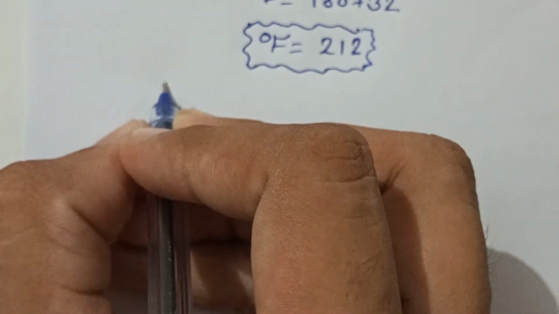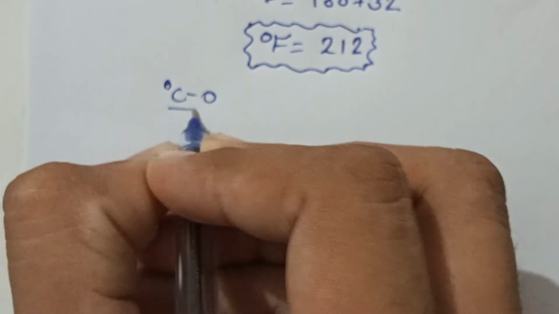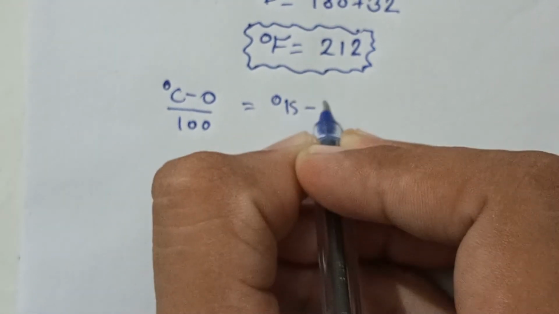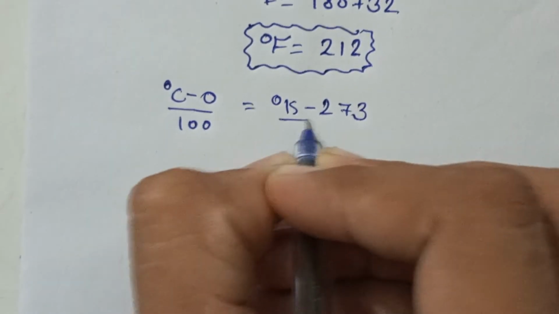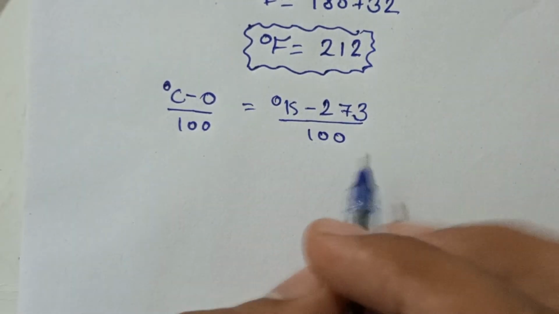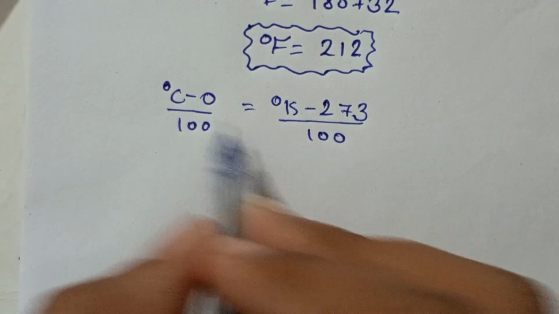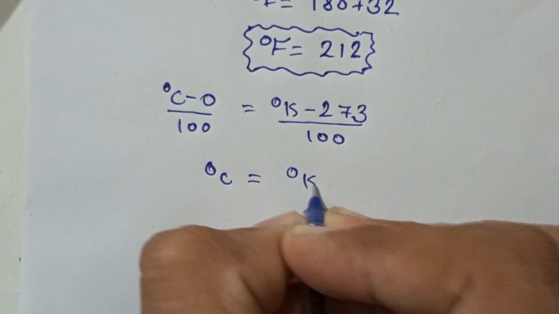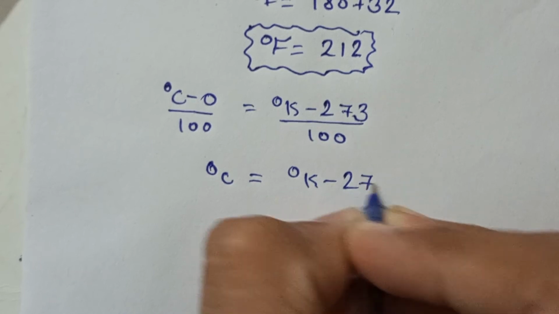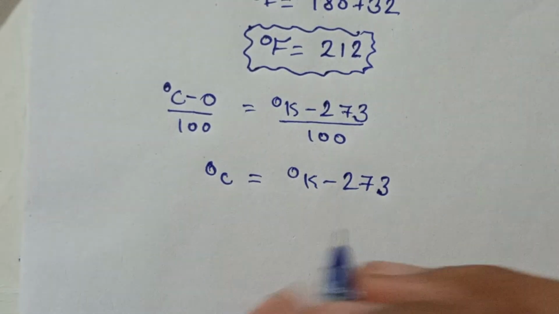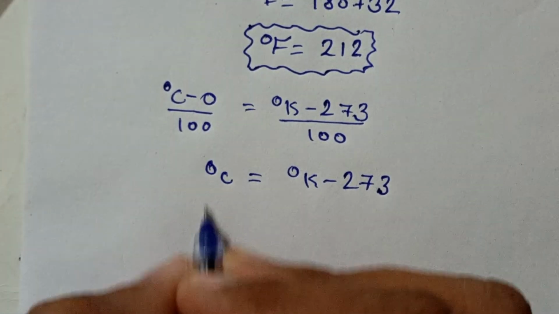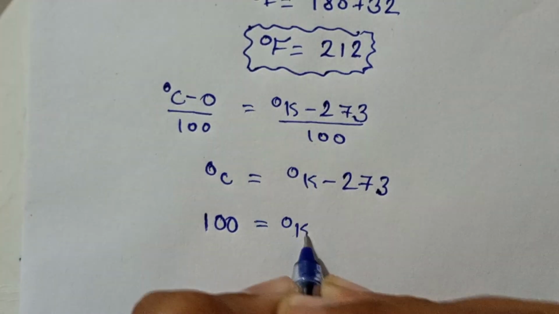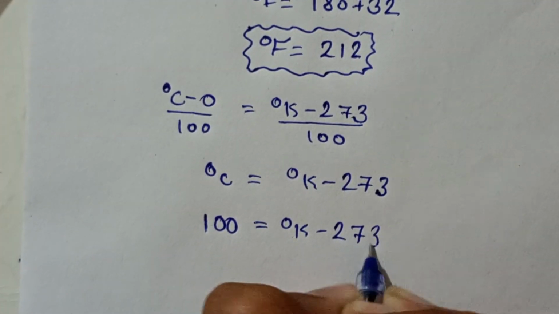So we have this formula: degree Celsius minus 0 divided by 100 is equal to degree Kelvin minus 273 divided by 100. This we have. We can cancel this 100 by this 100. Okay, so it will become degree Celsius is equal to degree Kelvin minus 273. We have given degree Celsius to be 100. 100 is equal to degree Kelvin minus 273.